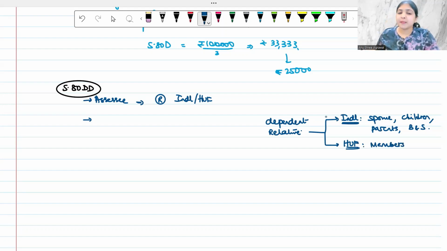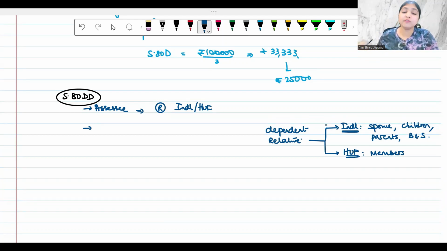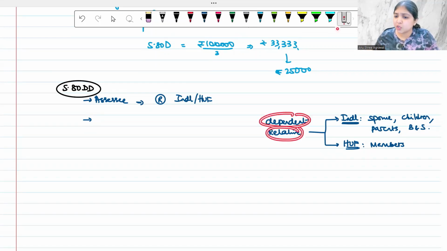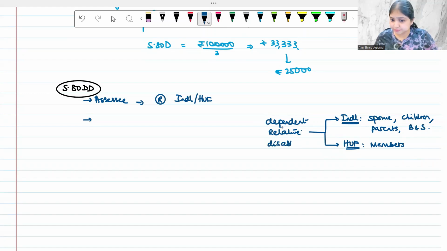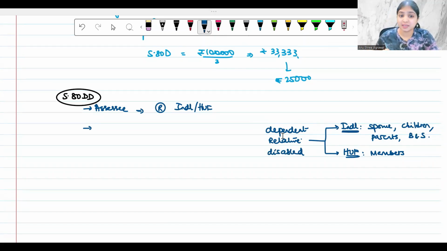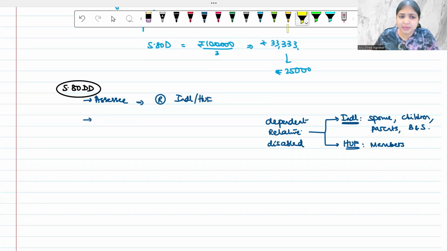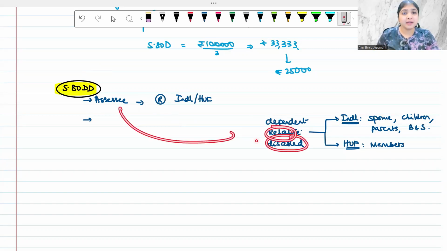Okay. So under 80DD, assessee is a resident individual or HUF. This resident individual or HUF has a dependent relative. Relative will include these people, and this dependent relative happens to be disabled. So assessee has a dependent disabled relative. So the hint, very simple hint, is section 80DD, two letters over here, D and D, which stands for dependent disabled. So assessee has a dependent relative who is disabled. There's a disabled person who is relative of the assessee and dependent on the assessee.